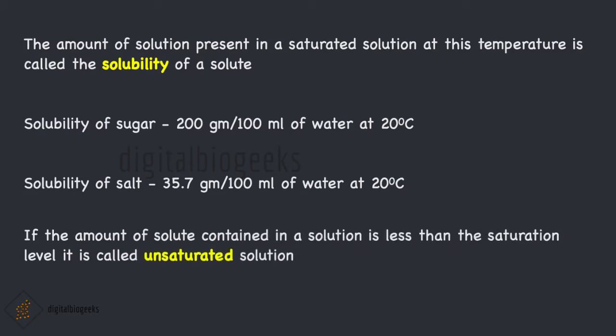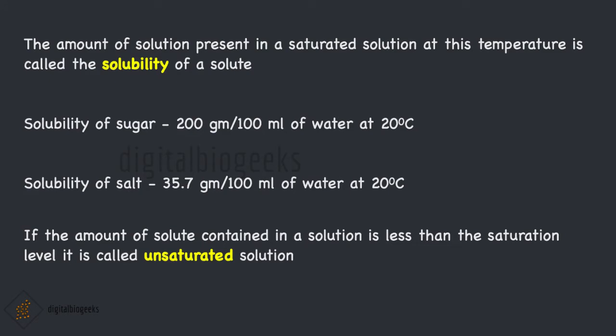If the amount of solute contained in a solution is less than the saturation level, it is called unsaturated solution. That means that solution can dissolve more amount of solute at that particular temperature. It contains less than the maximum amount of solute that can be dissolved in the solution. When we add the first spoon of sugar into water in the above experiment, that sugar gets fully dissolved and that solution can dissolve more sugar. At that time, that solution can be called an unsaturated solution.